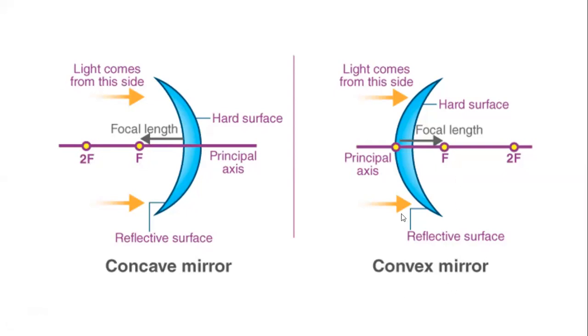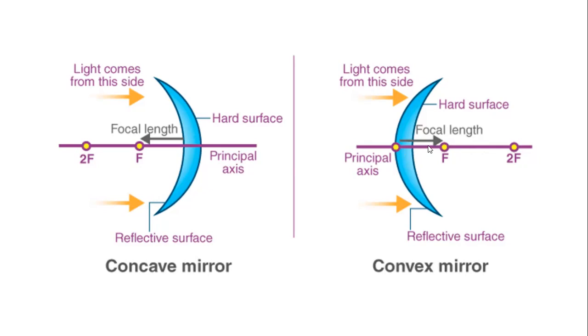But in the case of the convex mirror, although we know that the reflecting surface is the outer surface, light is coming from this side, and you are going to see the picture from this side of the mirror. Even then, the focal length and center of curvature are on the curved inner side of the mirror. If you complete this sphere, the center of curvature will be inside the sphere. That is why the focal point and center of curvature are on the opposite side of the reflecting surface of the convex mirror.